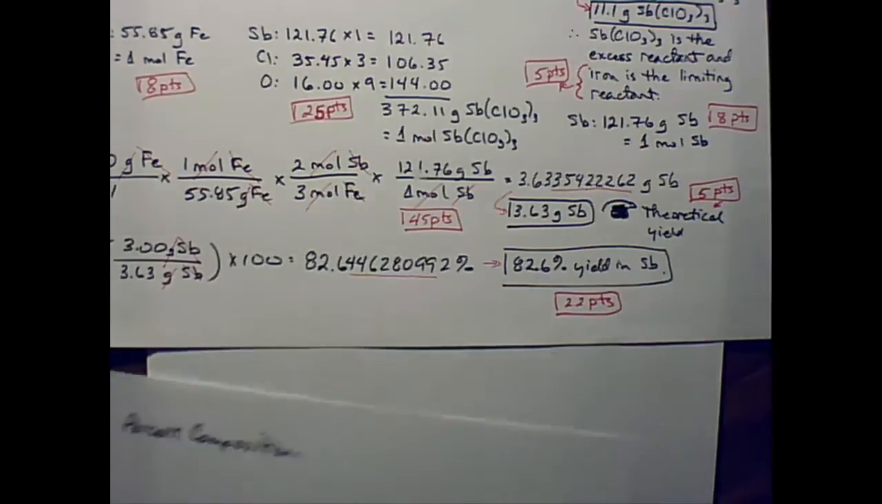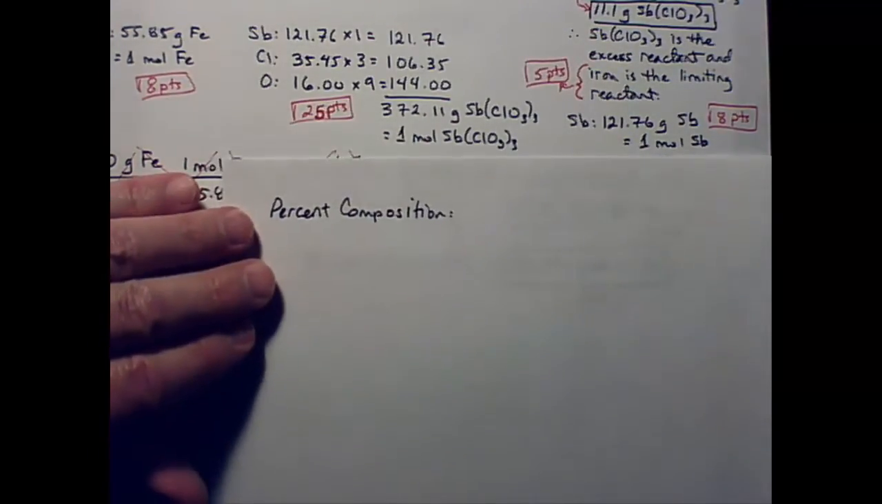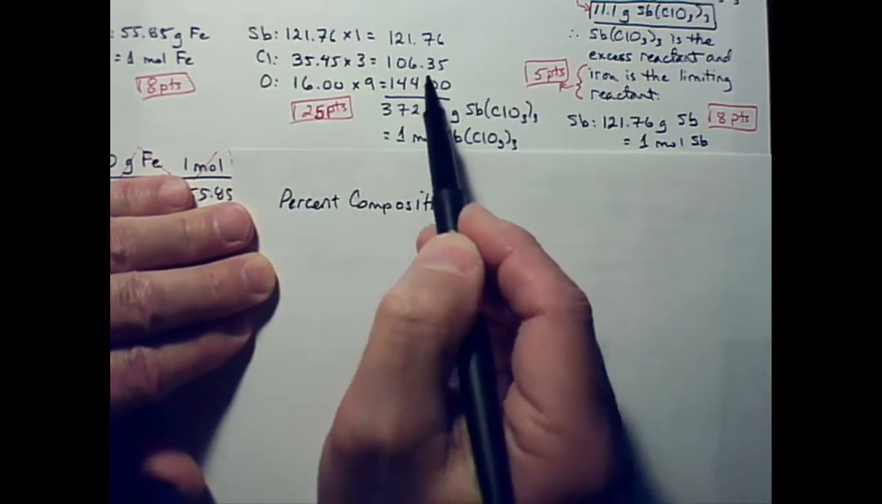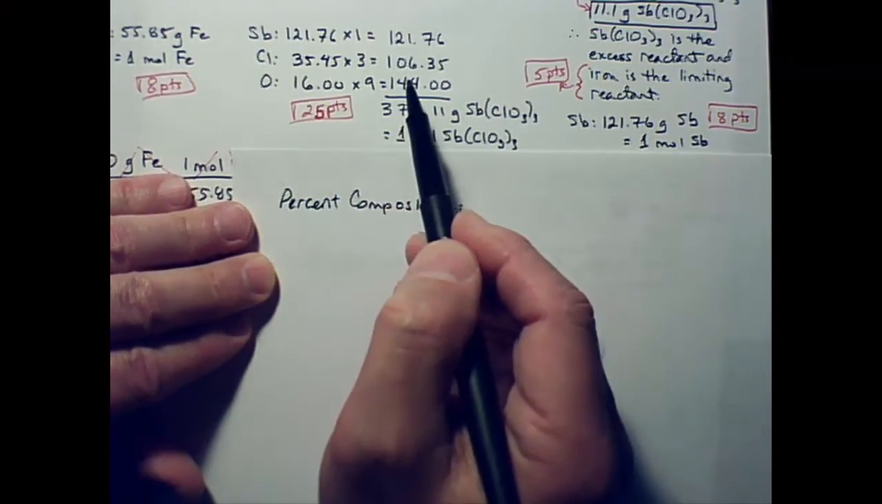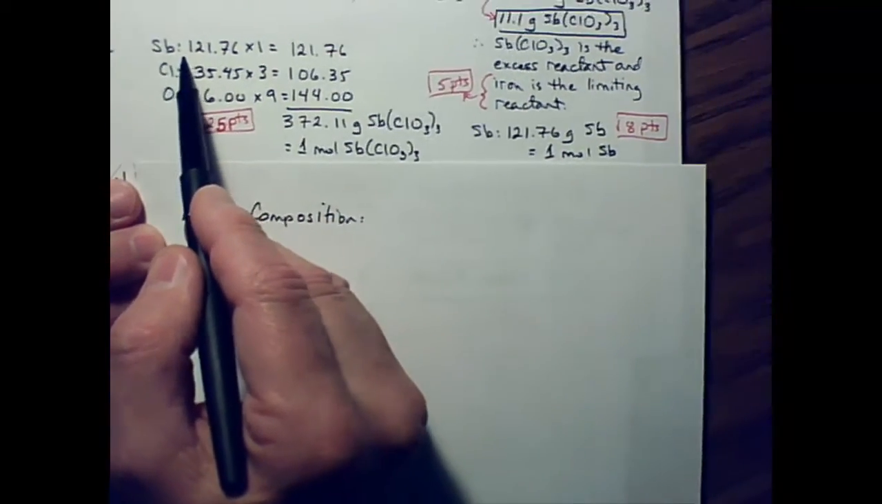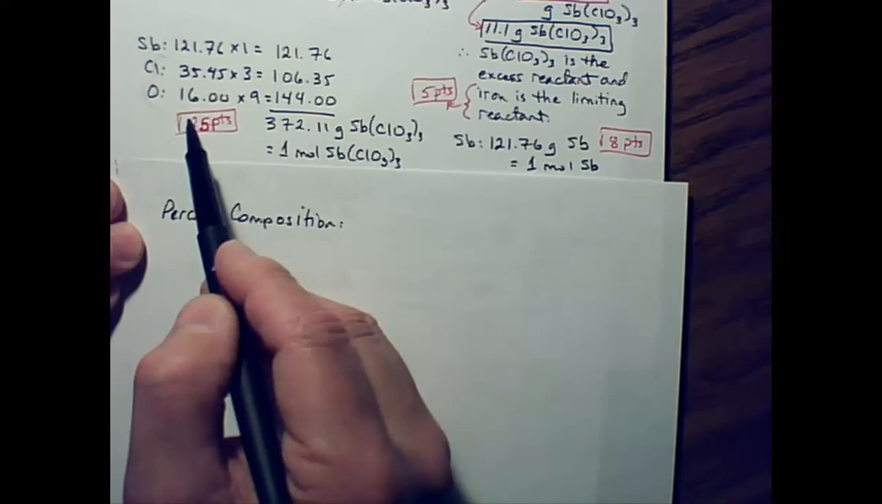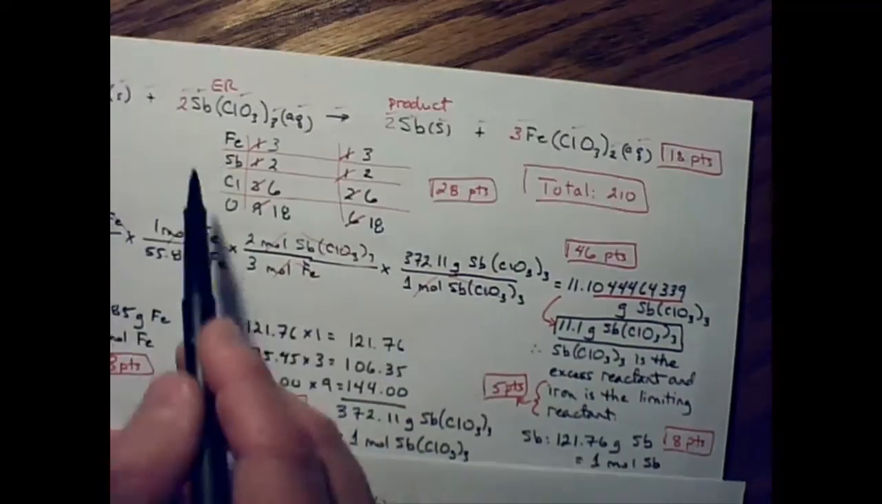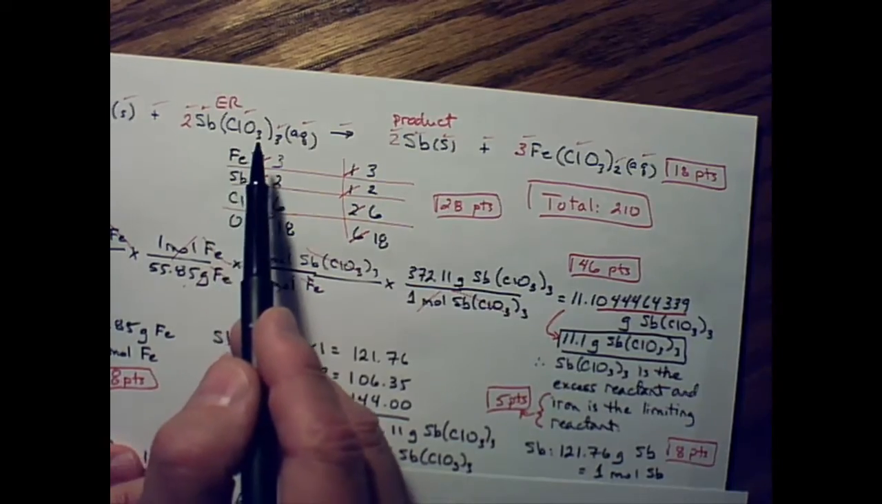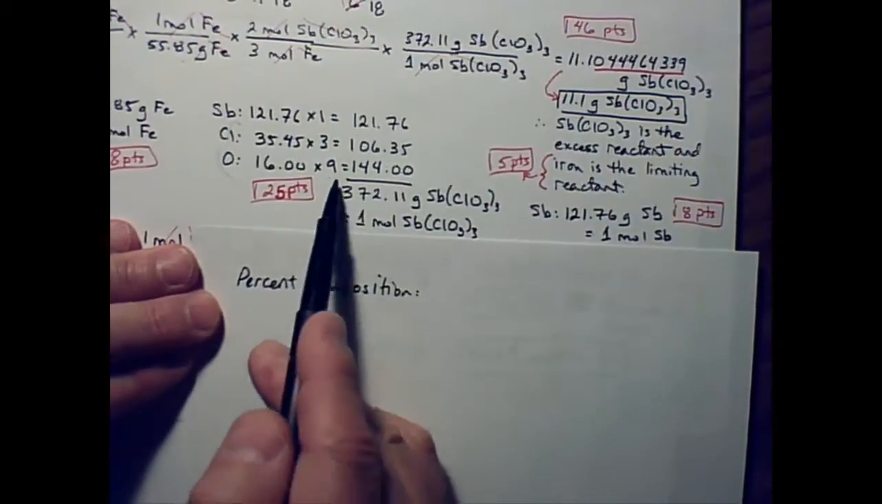So what we're going to do is take the molar mass calculation we did on a previous stoichiometry problem, and calculate the percent composition of antimony 3-chlorate. That's what this is right here. Here's the formula for antimony 3-chlorate: 1 antimony, 3 chlorines, 9 oxygens. And that's what we have here.